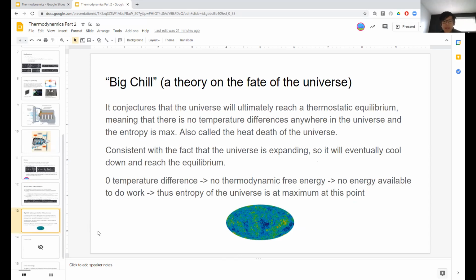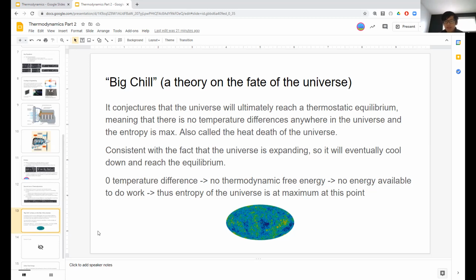So that second to last idea, that heat flows from hotter matter to colder matter, will lead us to the theory that is the heat death of the universe, or the big chill as it's more friendly. This is a theory that conjectures that the universe will ultimately reach a thermostatic equilibrium, meaning that everywhere the temperature is the same, there's no temperature difference in the universe. And this way, entropy is the max. It's also when all the temperatures even out. So in that case, the heat diagram below it would be even.